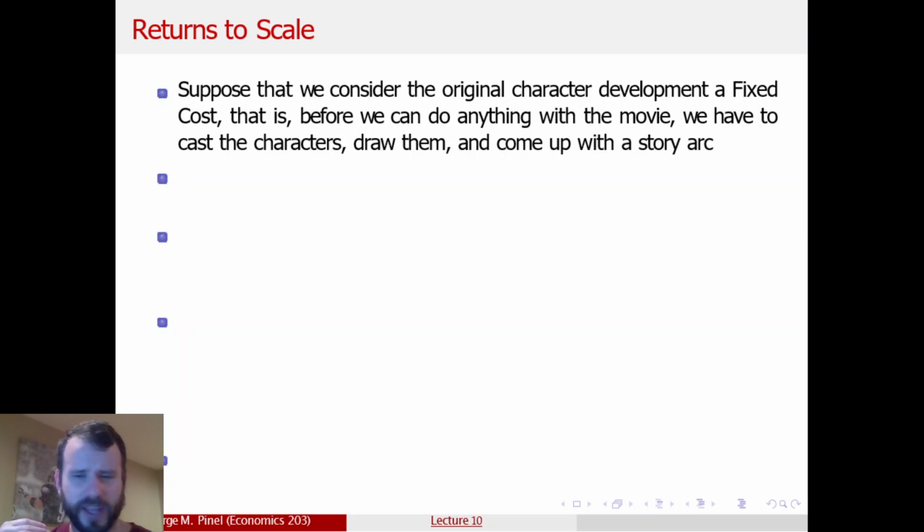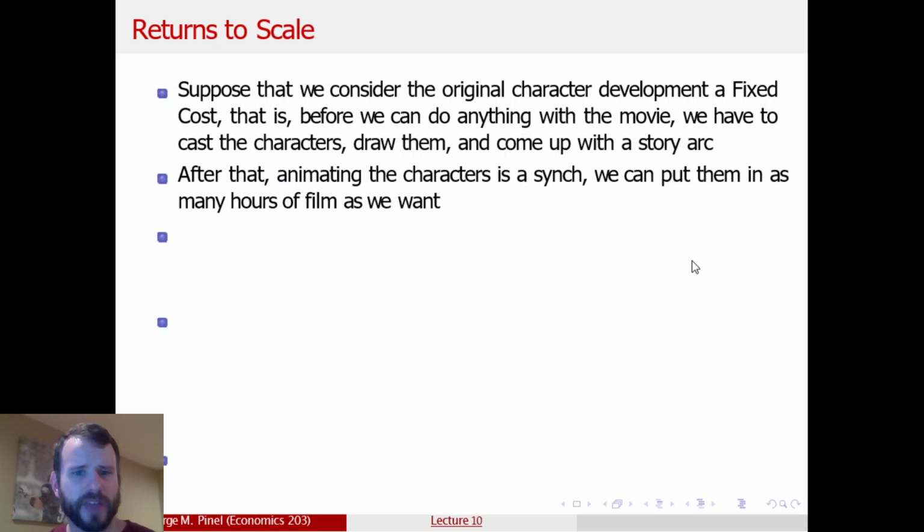So you have to cast the character, you have to draw them, come up with the story design and all that. Okay, so that's your fixed cost. Okay, after that, once you've drawn the characters and you've got their graphics ready to go, all you have to do is animate them.